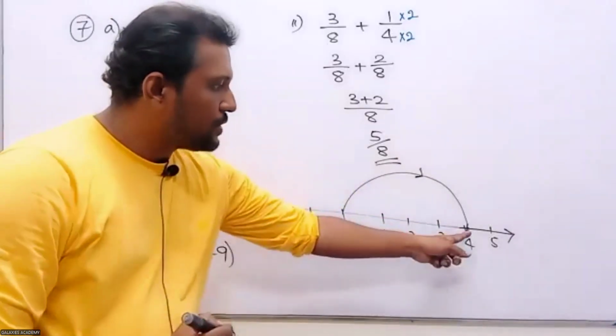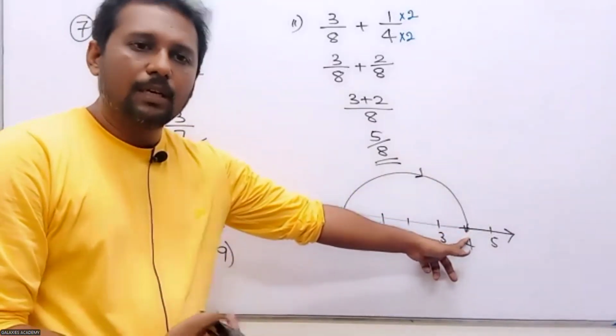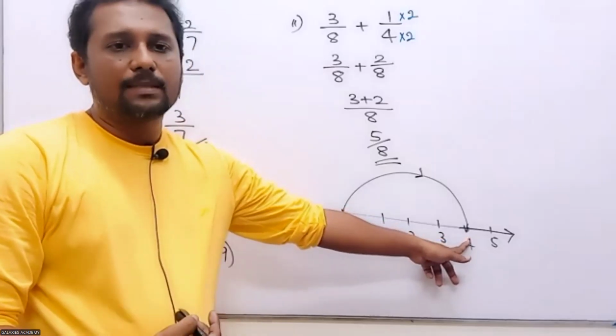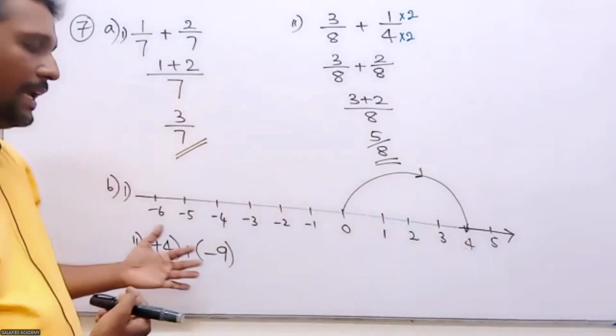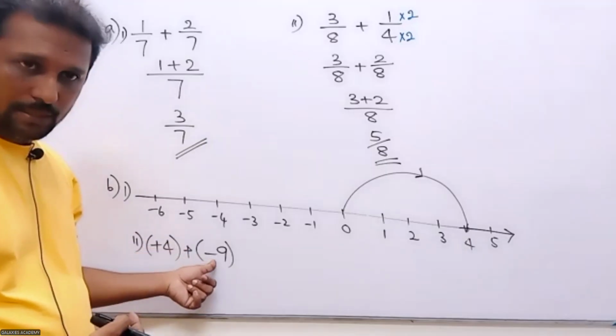Then from this position, in the negative direction, again you have to move how many places? 9 places in the negative direction, right? -9.